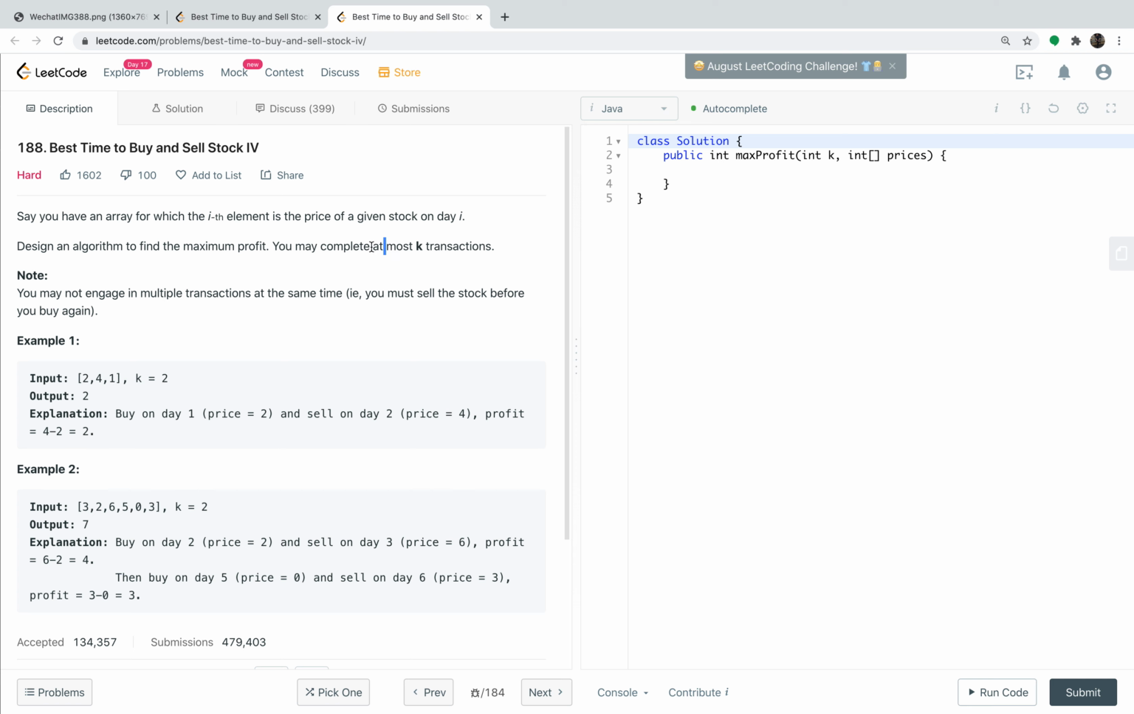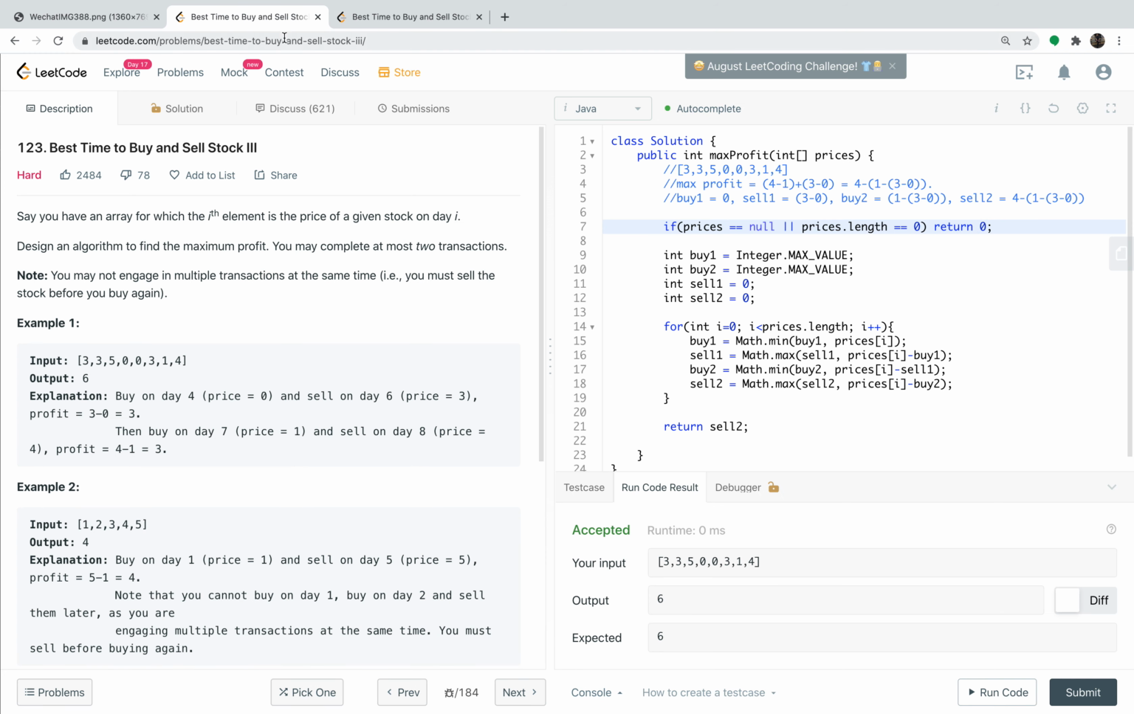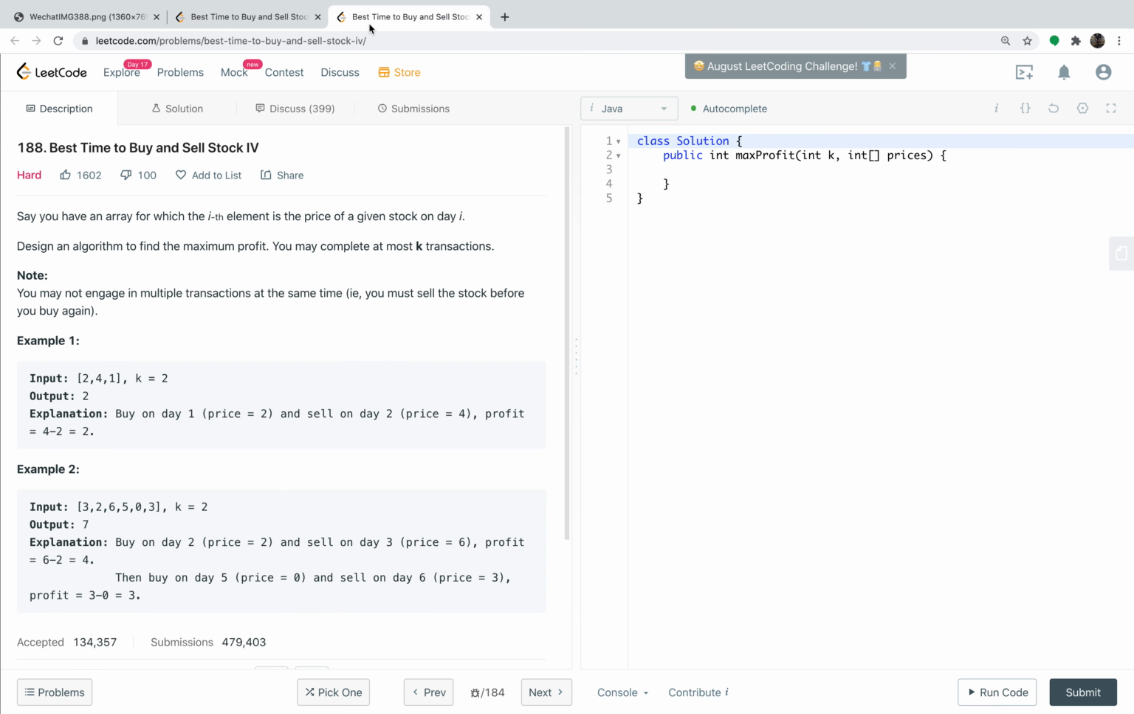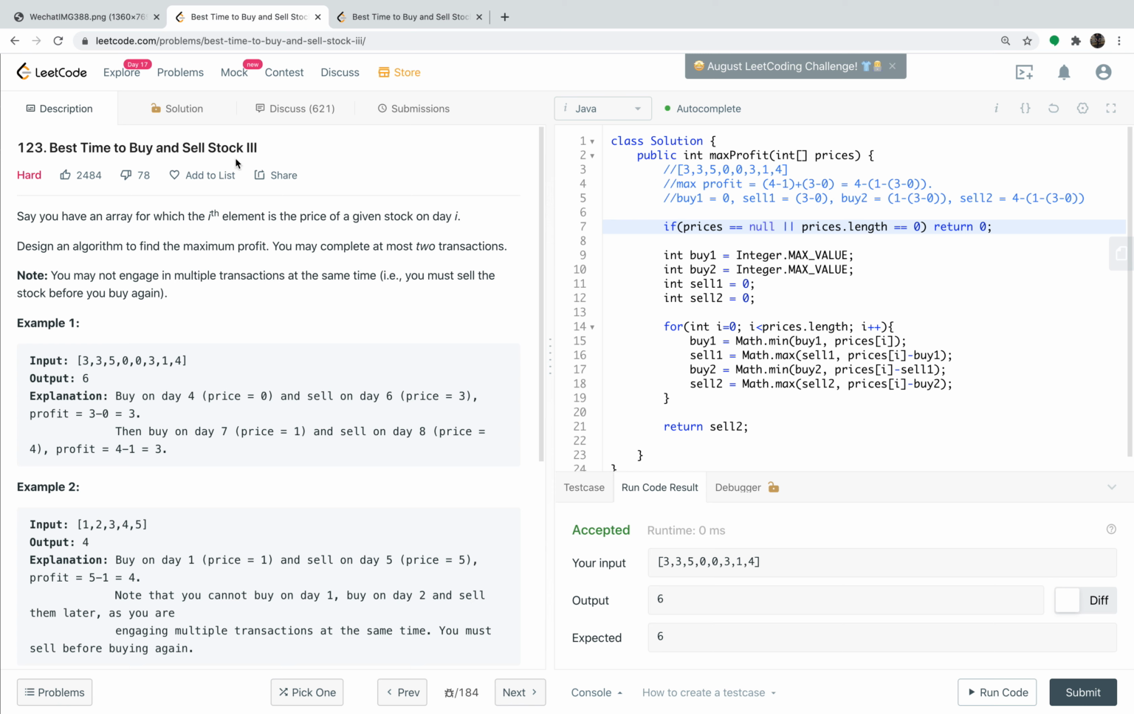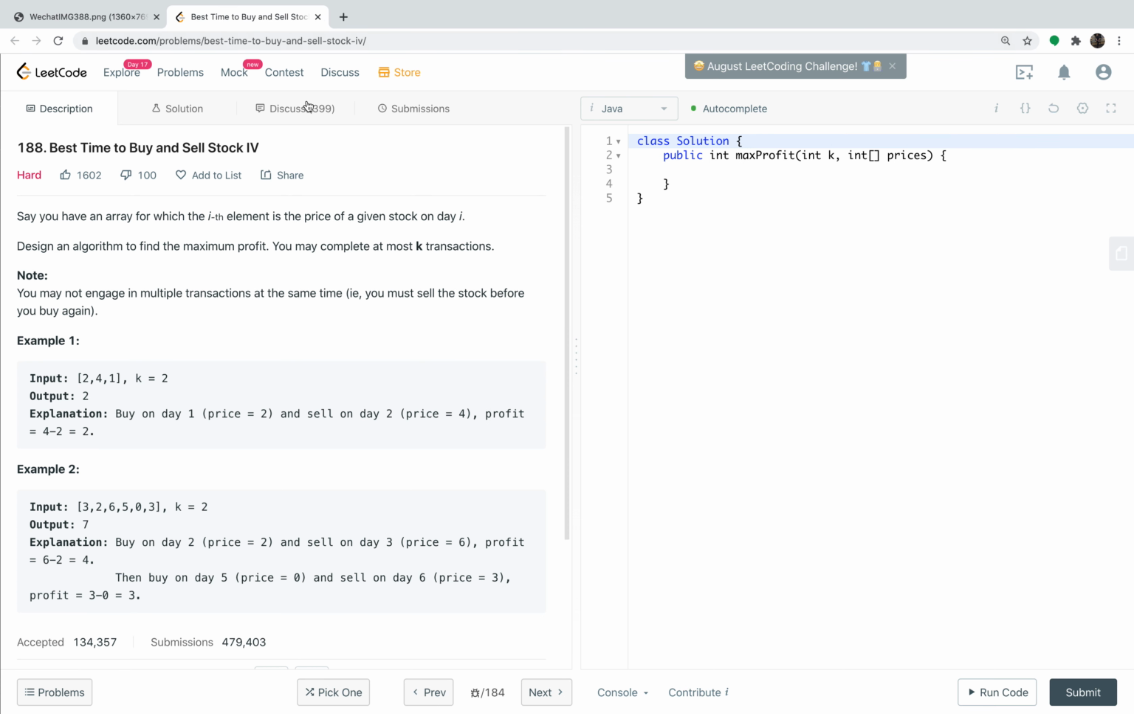So here is kind of the real question for me, because this question includes best time to buy and sell stock number 3. So let's take a look at the fourth question. After seeing this question, the only difference is that we now have at most k transactions.